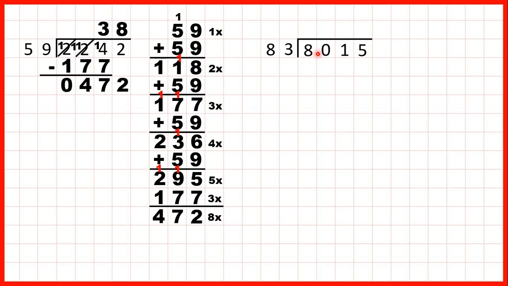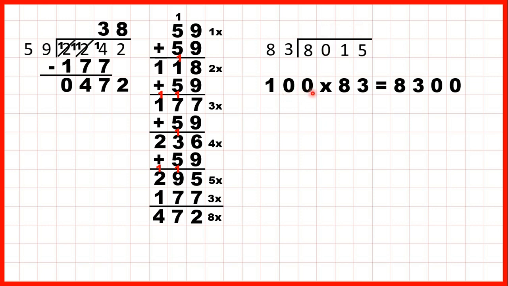Now we have 8,015 divided by 83. Now if we multiply 83 by 100, that would give us 8,300, because when we multiply a whole number by 100, we can just put 2 zeros on the end of that number. Now 8,300 is close to 8,015, so our answer will be close to 100.